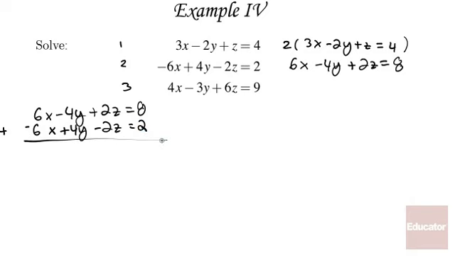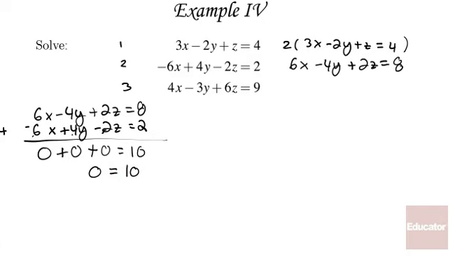Now, you might have already seen what happened. I was really just focusing on getting the z's to have opposite coefficients so they would cancel out. But what happened is everything ended up with opposite coefficients. 6 and negative 6, negative 4 and 4, 2 and negative 2. Okay. So I've got 6x minus 6x, that's 0. Negative 4y and 4y, 0. 2z and negative 2z, 0. 8 and 2, 10.